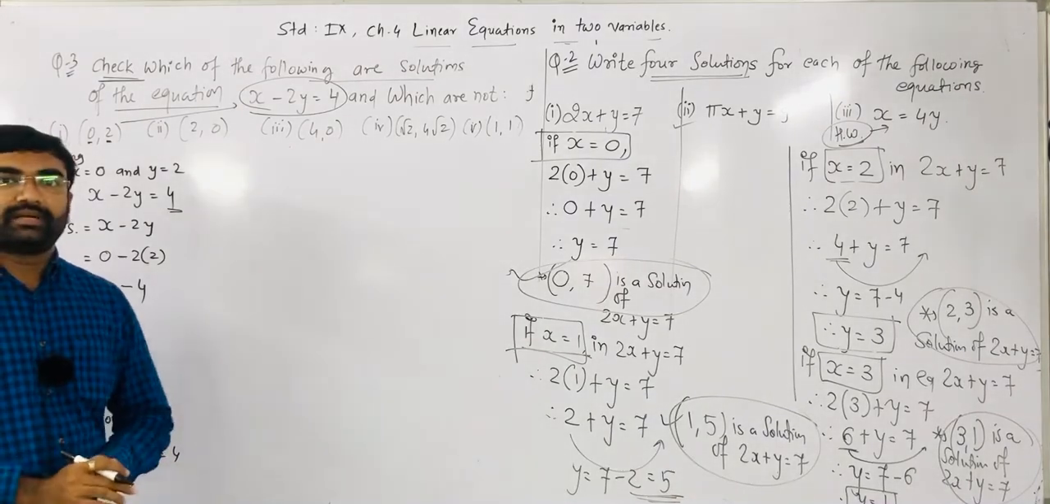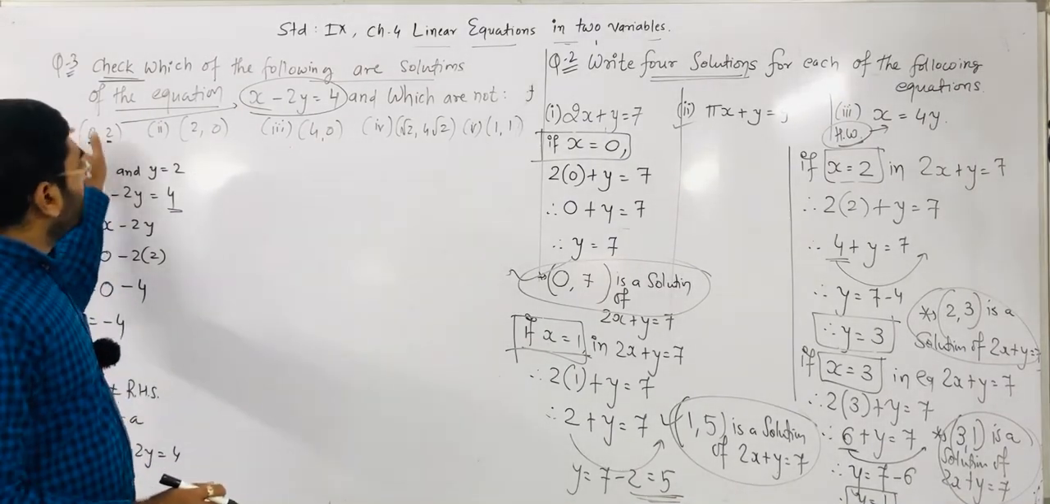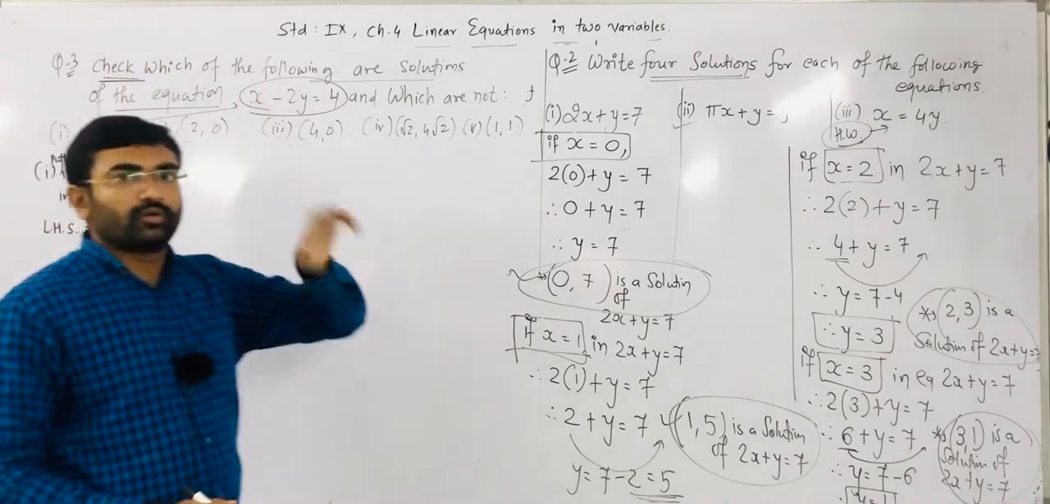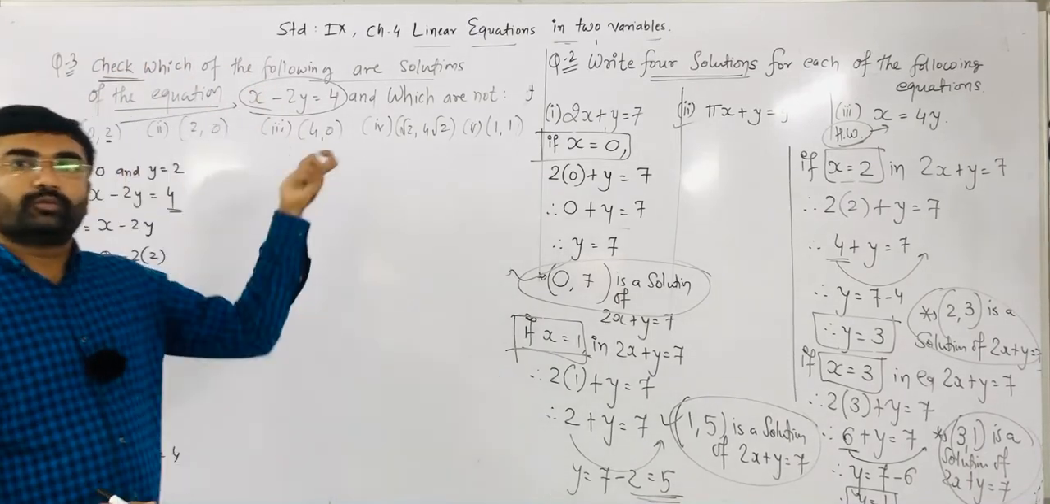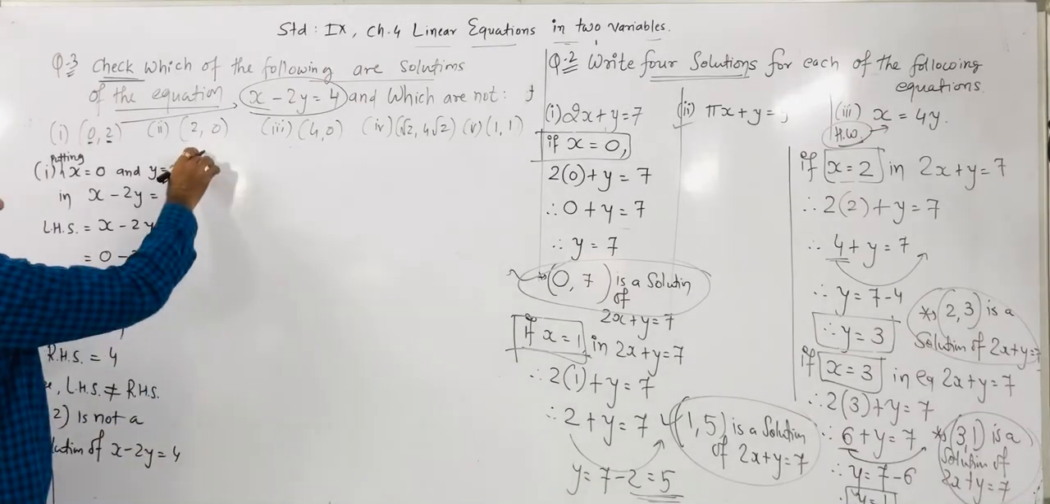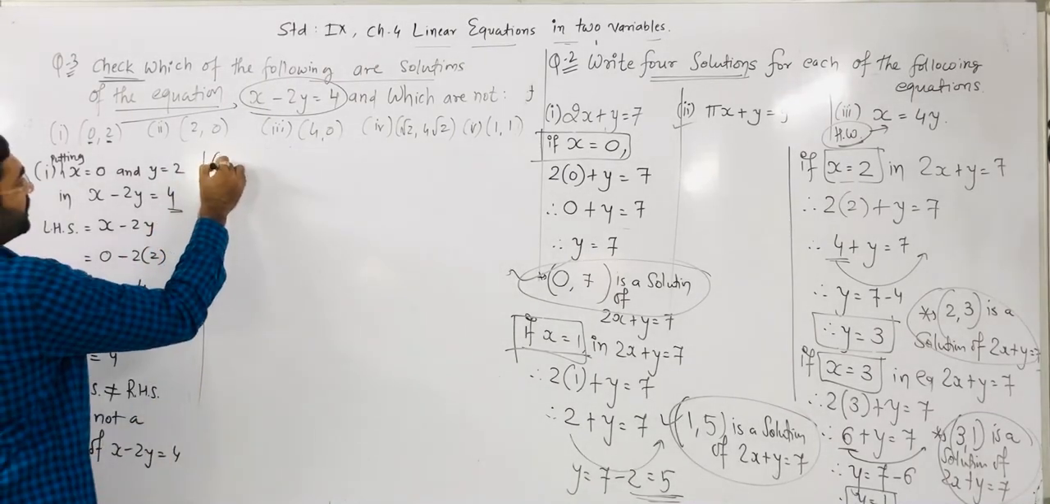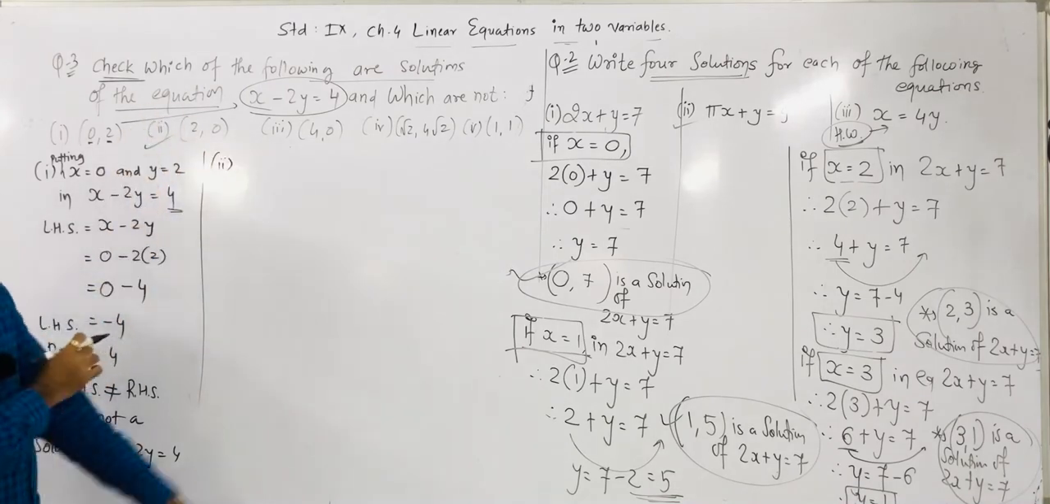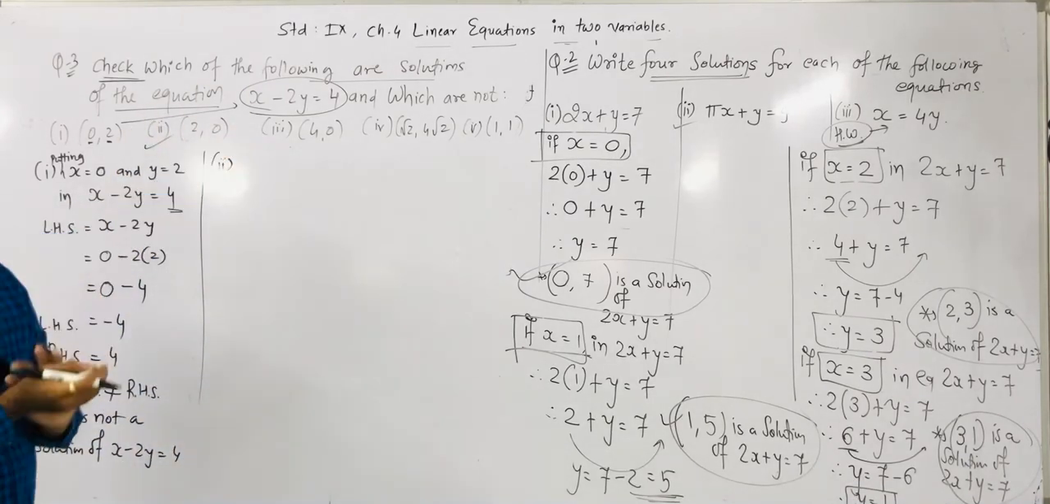Okay, so it is very simple. To check whether a given value is a solution of the equation or not, we have to put that value in the equation and verify whether the left hand side and right hand side are equal or not. Same way, we have to check the second one: is (2, 0) a solution of that equation or not?